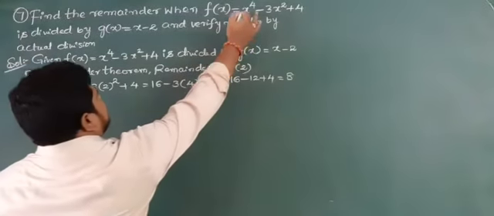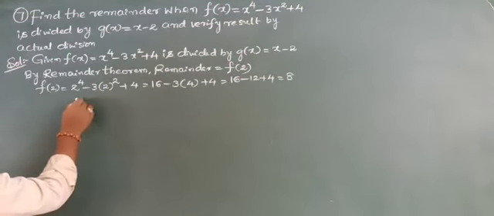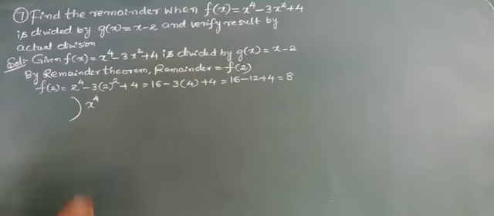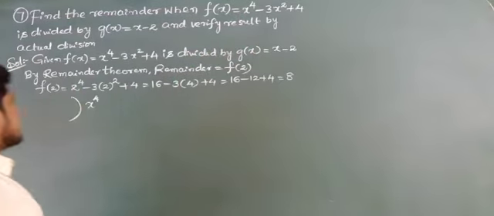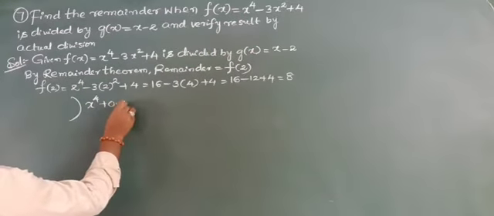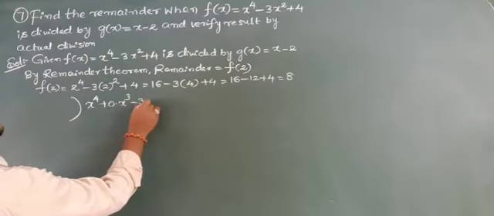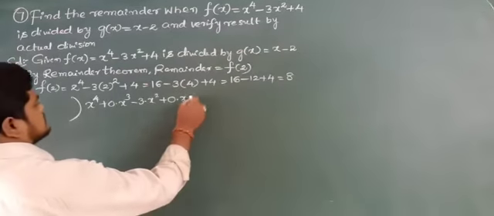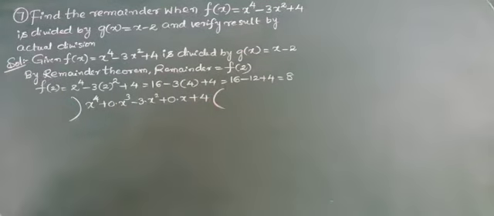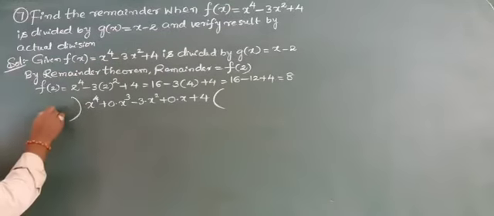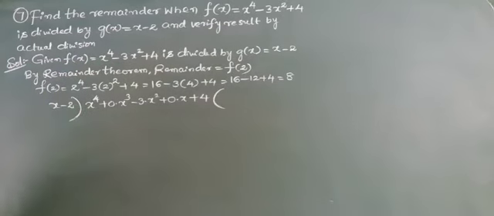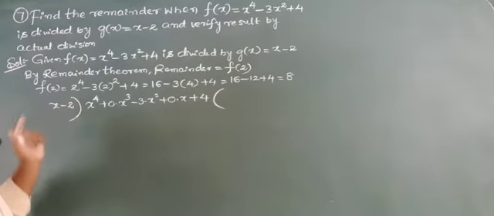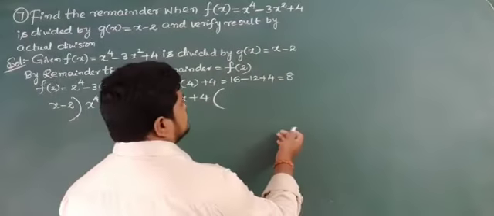See here, we have f(x), that is the dividend. Dividend is x⁴, but here the x³ term is missing, so I will write 0 into x³. Next minus 3 into x², next the x term is missing, so I will write 0 into x, plus 4, is divided by g(x), that means the divisor is x − 2. Coming to the steps here, first of all we have to divide x⁴ by x. So I will write the steps here.